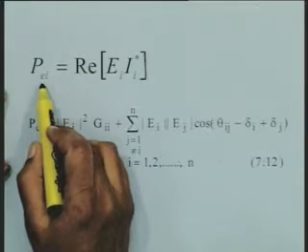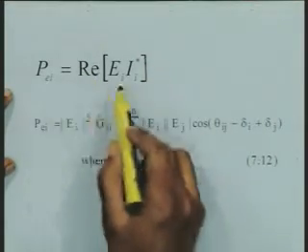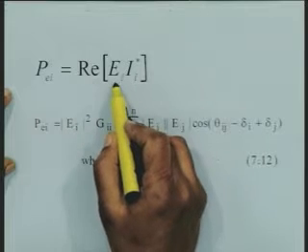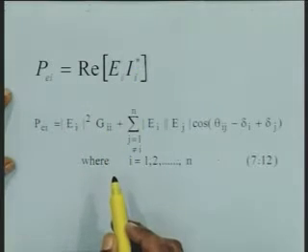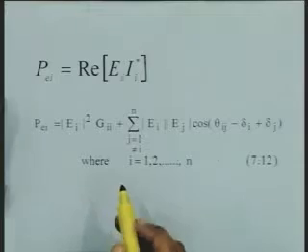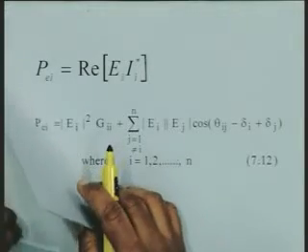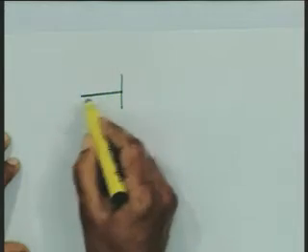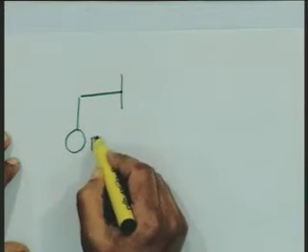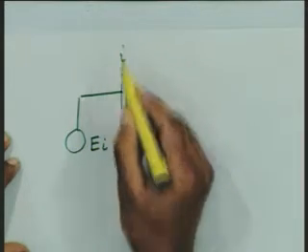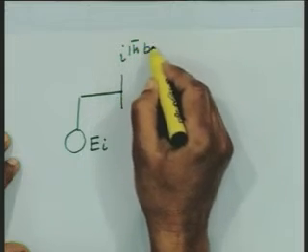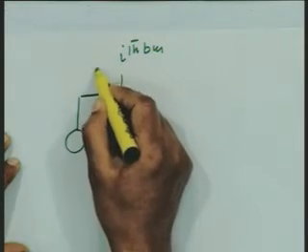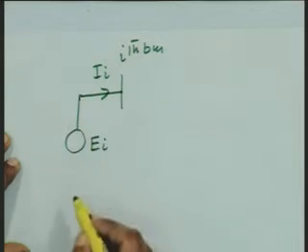Now, we can find the electrical power output Pei by this basic equation, that is the real part of Ei Ii star. This is very important. Here it looks like this: this is the bus at which the voltage source is connected, say Ei, this is the ith bus. This Ii is the current which is injected by this voltage source.